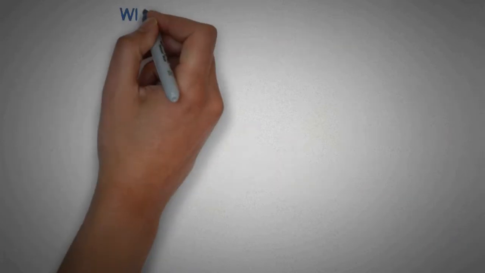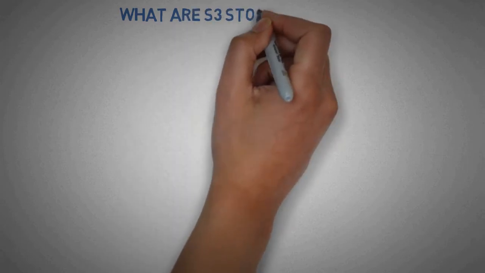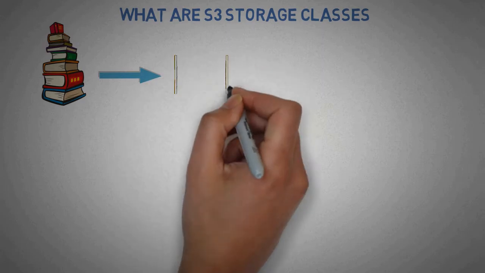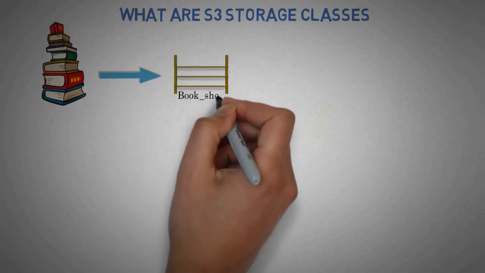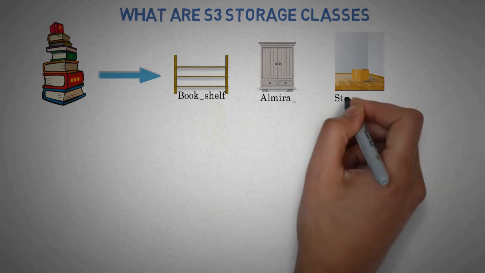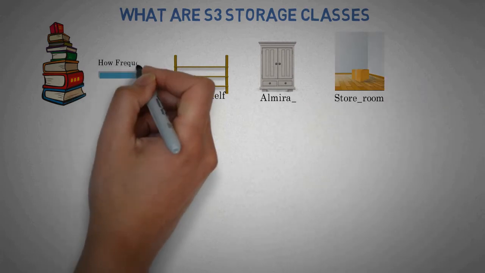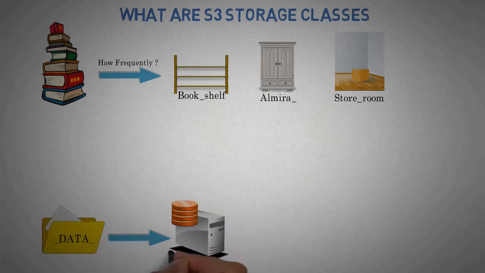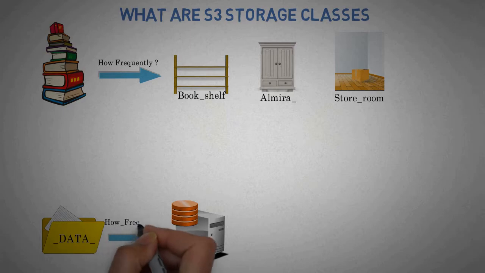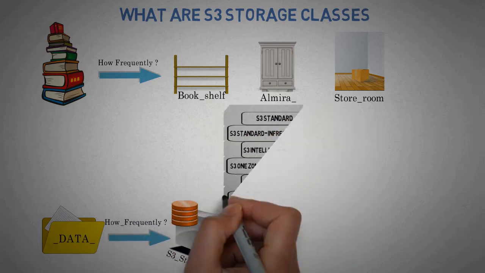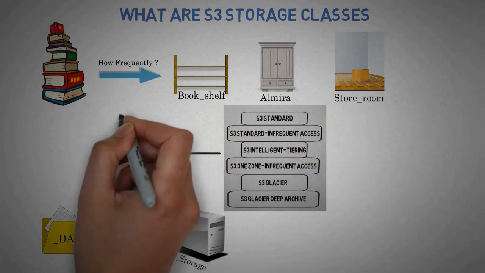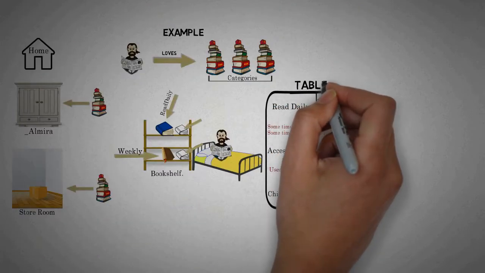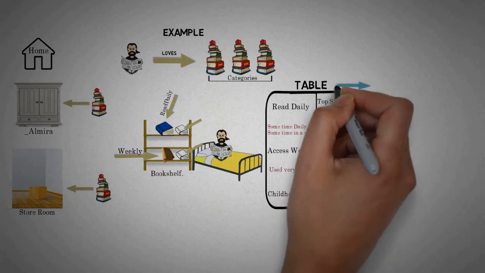If you understand the placement of books we just discussed, then you probably understand what S3 storage classes are. As you keep your books on the bookshelf, almirah and storeroom on the basis of how frequently you will use the book, similarly you have to keep your data on S3 storage on the basis of how frequently you are going to access that data. That means S3 storage classes are divided on the basis of how you are going to access the data. So just follow the table created while arranging the books and we will get an idea about storage classes.